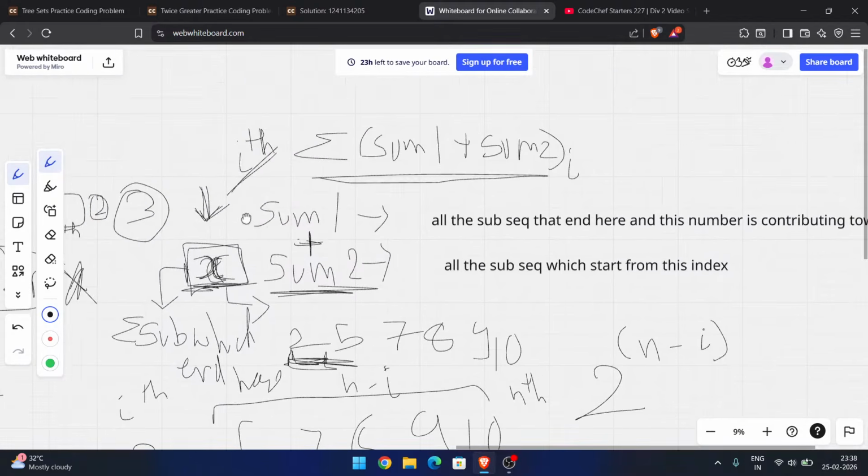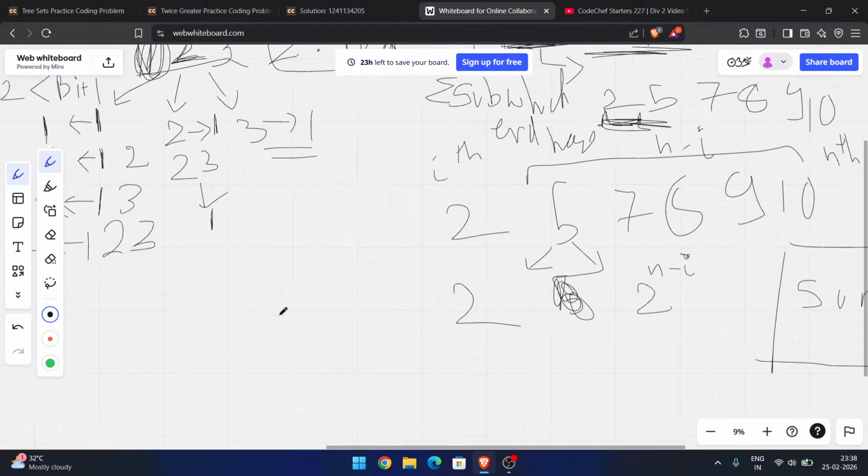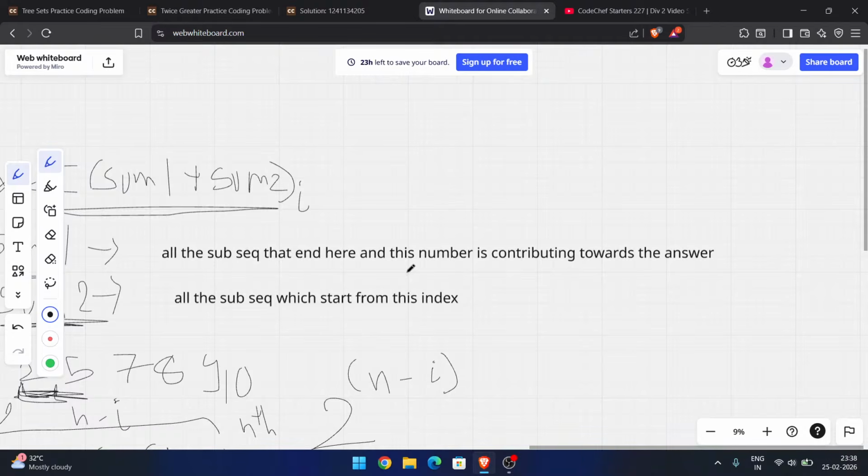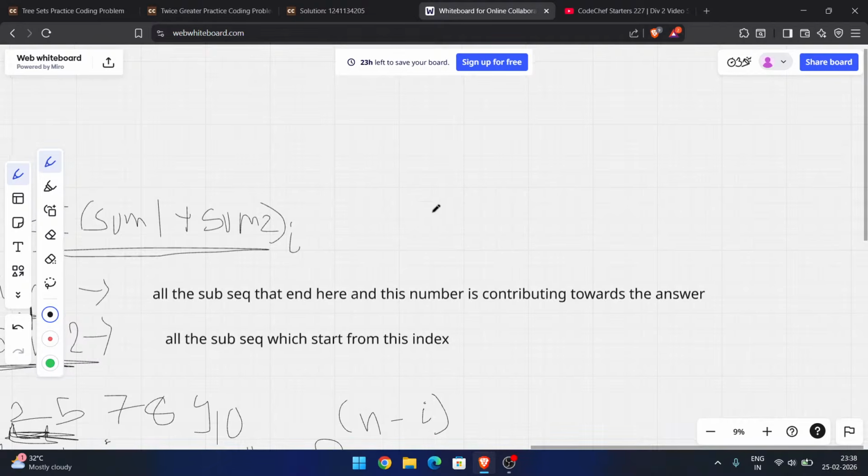Now the interesting part is what would be sum1. What is sum1? Sum1 is all the subsequences that end here, and this number should be contributing. What is the meaning of this? Suppose we can form a subsequence something like this, a subsequence ending at this, and this number should be contributing.